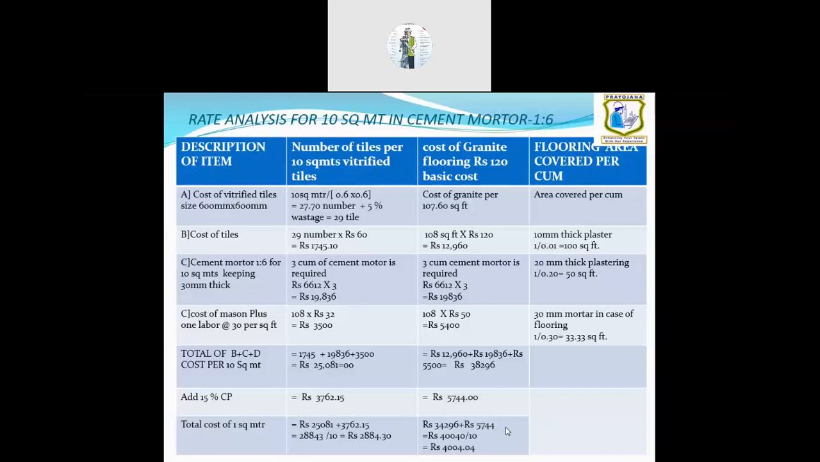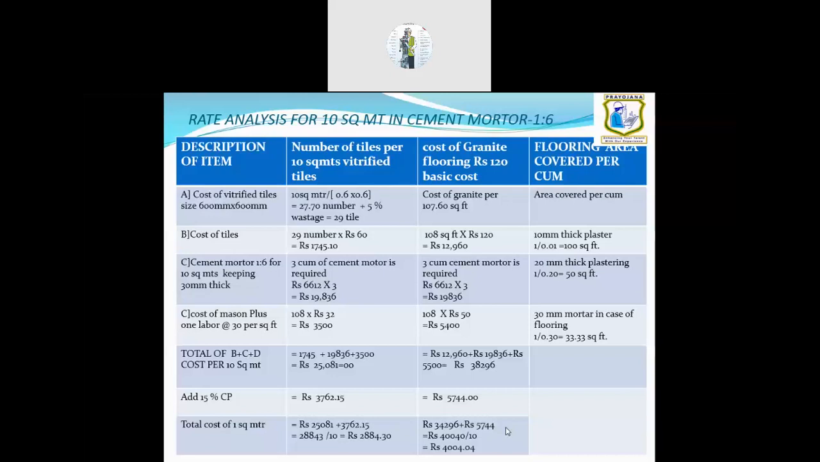Any doubts in this rate analysis of tiles, vitrified tiles? Similarly, we can calculate even the ceramic tile also. So the ceramic tile basic cost will be 40 to 45 rupees. So you can say the remaining mortar compound will remain the same. 1:6, 30 mm layer we should have. And the cost of the tile only will vary.